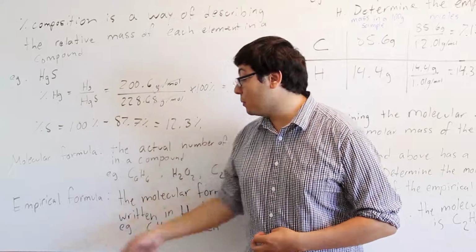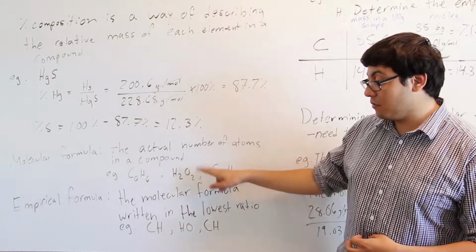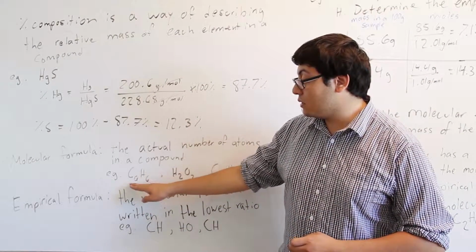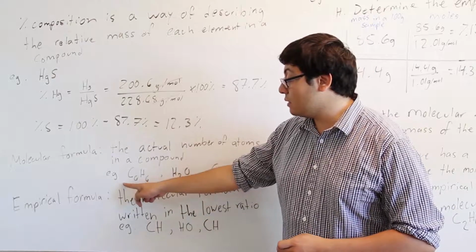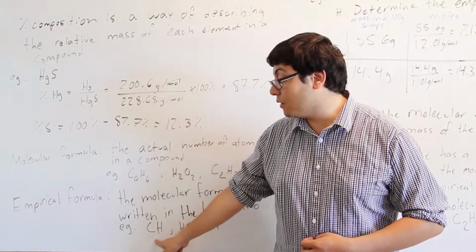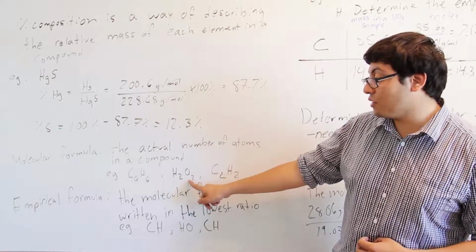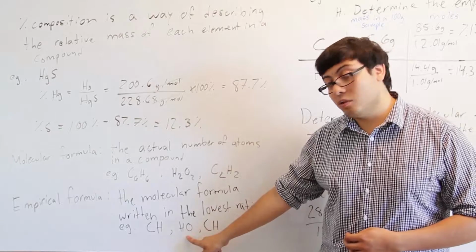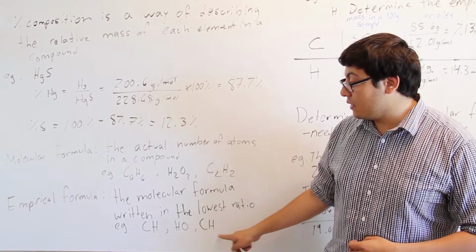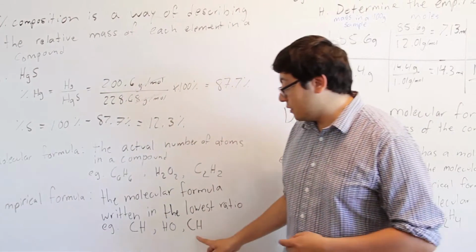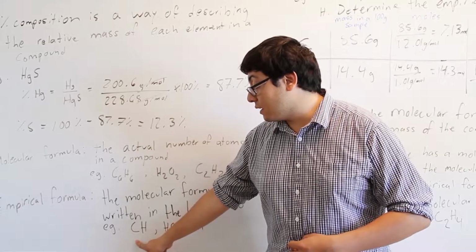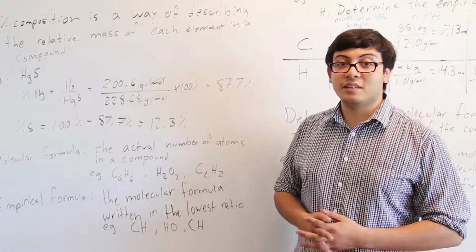The empirical formula, though, is the molecular formula written in the lowest ratio possible. So for example, we can divide both 6's by 6 to get C6H6 divided by 6 as CH. This is the empirical formula for benzene. Hydrogen peroxide would have an empirical formula of HO by dividing both of these by 2. And C2H2 will have an empirical formula of CH. So you'll see a problem, because C2H2 has the same empirical formula as C6H6. But we'll get to that in a second.